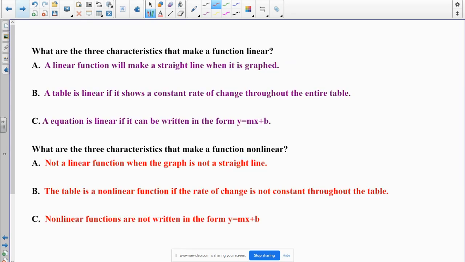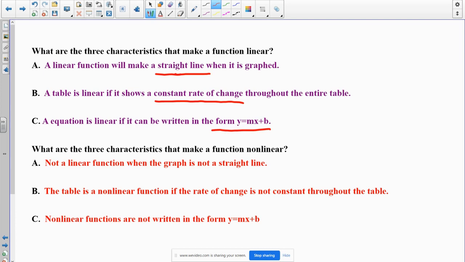To start with, we're just going to look at 3 characteristics that make a function linear. First of all, when you're looking at a linear function, it will make a straight line when it's graphed. When you're looking at a table, it's going to show a constant rate of change throughout the entire table. And when you're looking at an equation in linear function format, it will be written as y equals mx plus b.